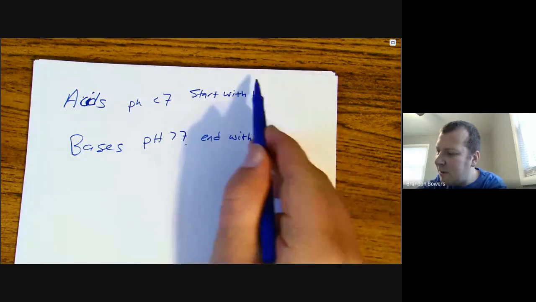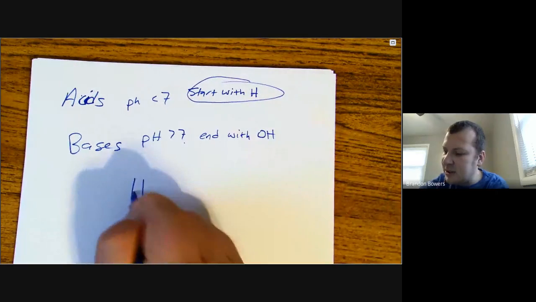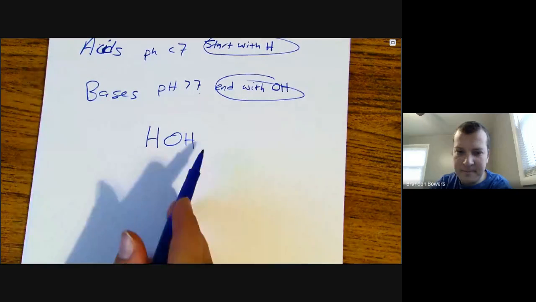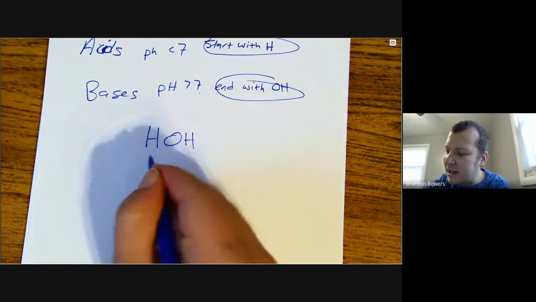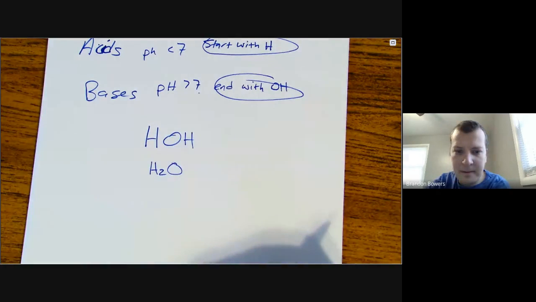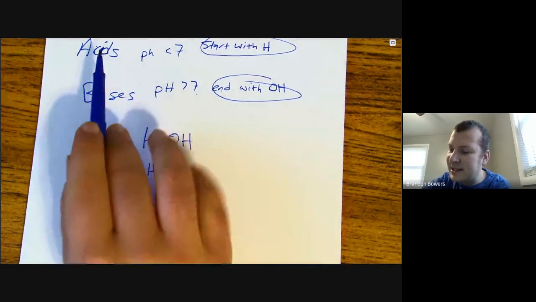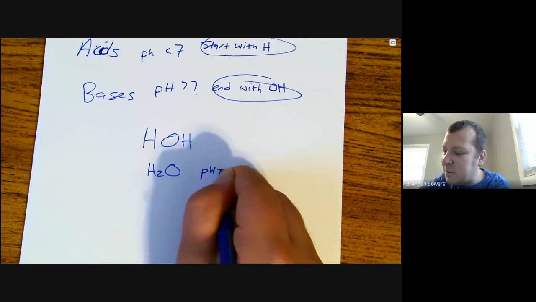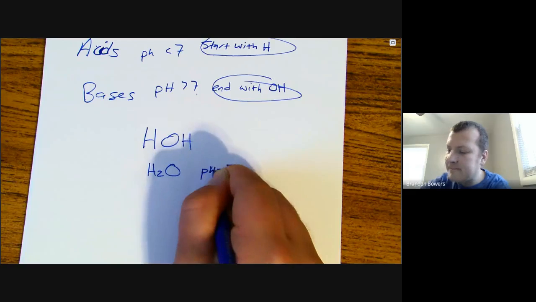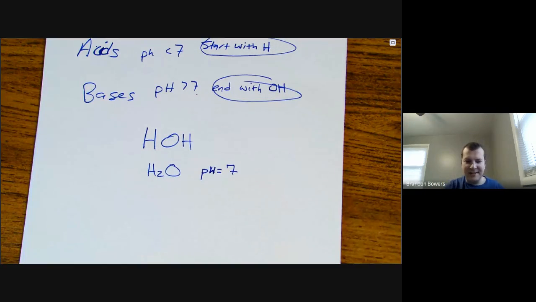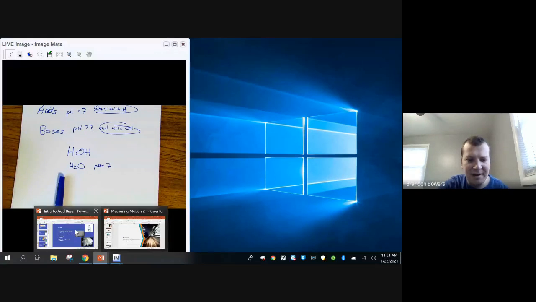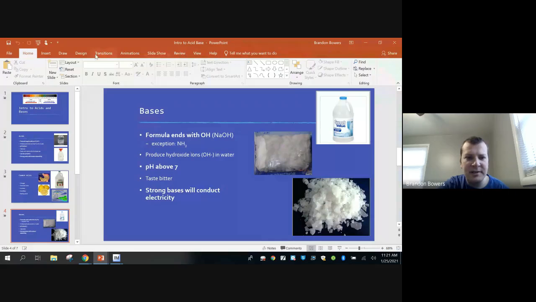So if we look at this, what molecule can start with an H and end in an OH? What is that? It's water, H2O. So water is a combination of an acid and a base, and that's where our pH is equal to exactly 7. Water is equal to a pH of exactly 7. So I always find that a little interesting. When you combine the two, that's how it kind of works.